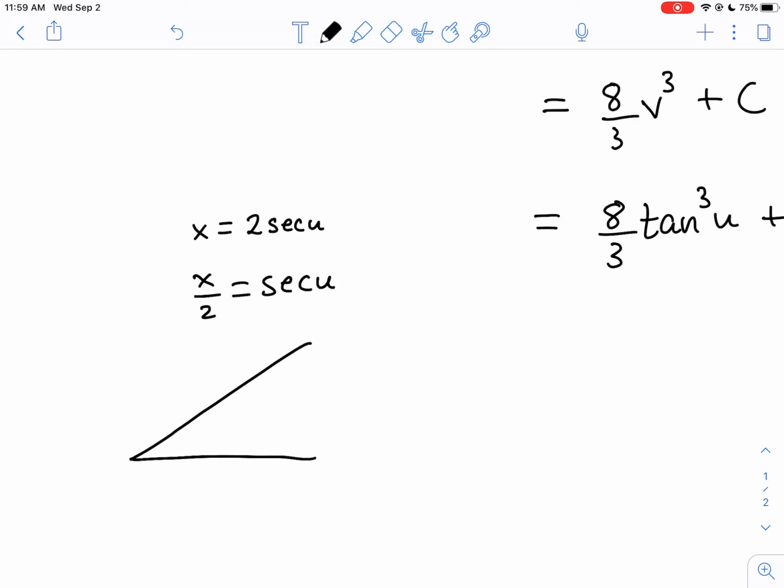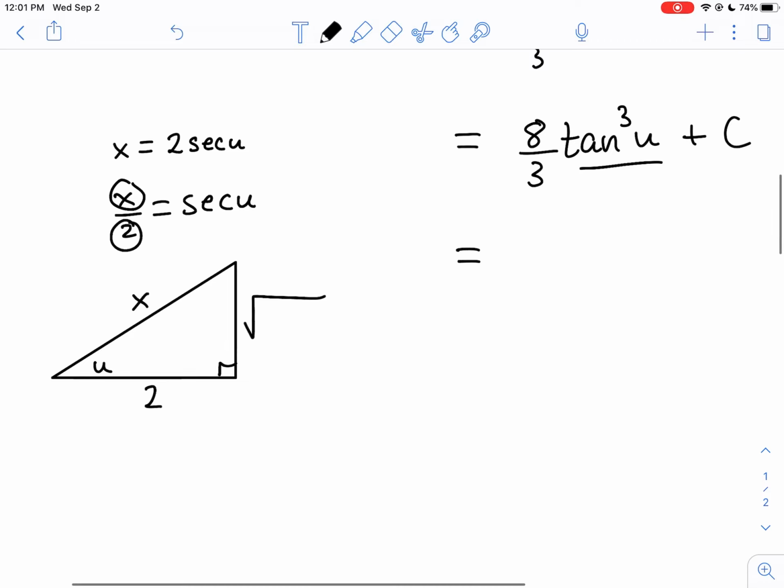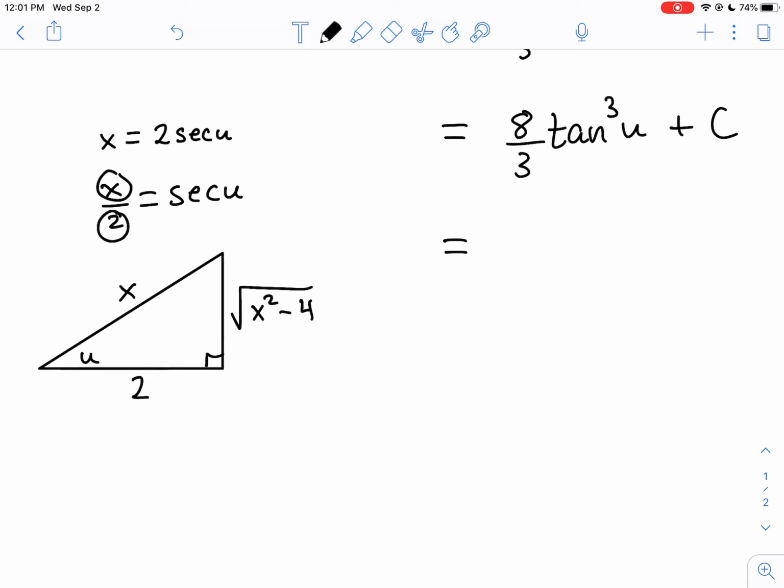I'm going to make my reference triangle. I'm going to call the angle u. The secant of u is hypotenuse over adjacent. The other side now will be the square of the hypotenuse, which is x squared, minus the square of the other leg, so minus 4. So the tangent of this angle is opposite over adjacent. So we have 8/3 times the tangent of u, radical x squared minus 4 over 2. And that needs to be cubed still, and then plus c.